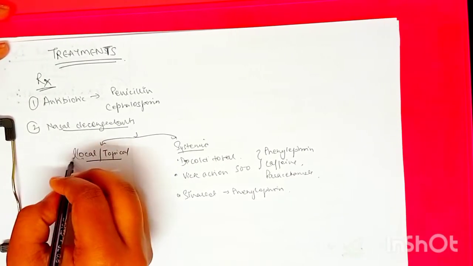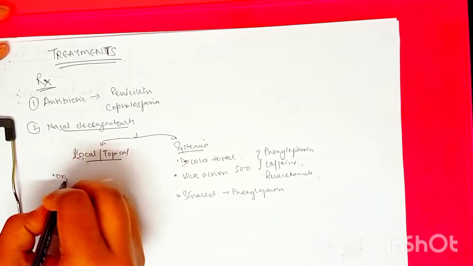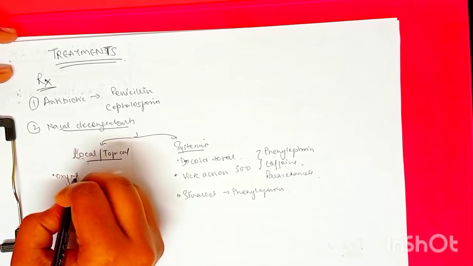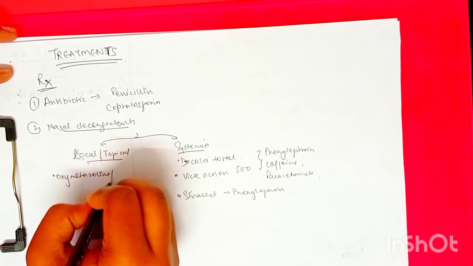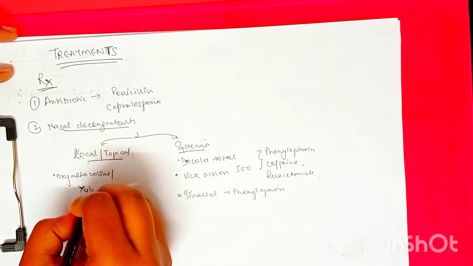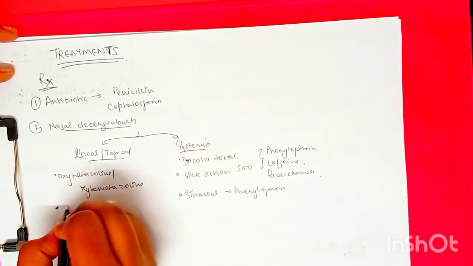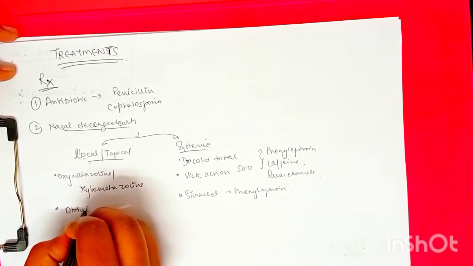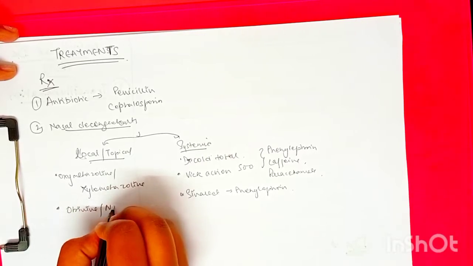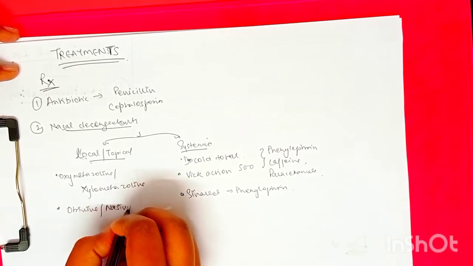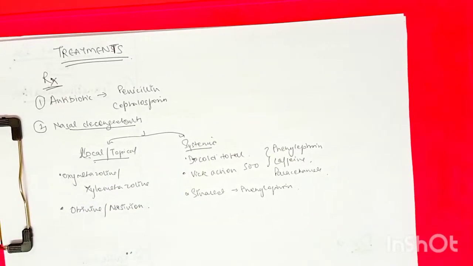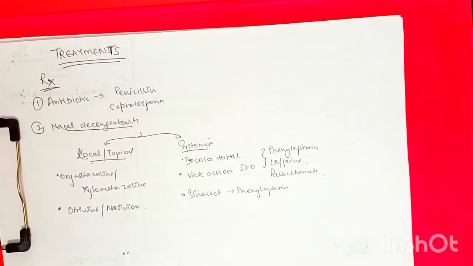In local or the topical one, we can give oxymetazoline or xylometazoline, which is a nasal decongestant, or we can give the Otrivin nasal spray, which is also another type, Naziviron. So, what is the mechanism of action behind this nasal decongestant?